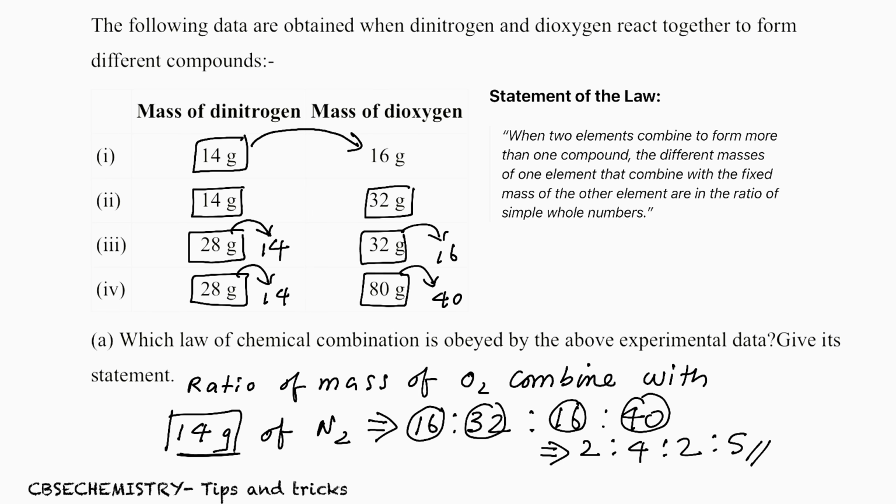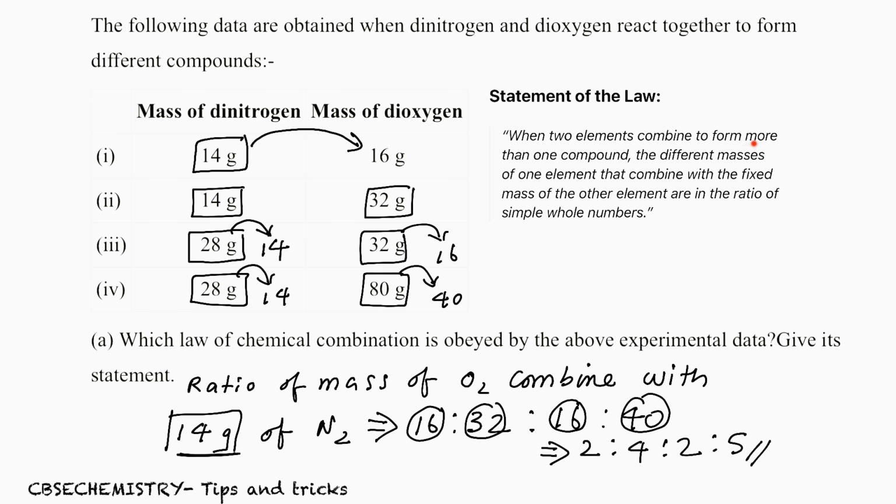So what we did, we fixed the mass of one of the elements and then compared the mass of the other element. If you are getting a simple whole number ratio, you can say that it satisfies the law of multiple proportion. Law of multiple proportion. And what is the statement of that?